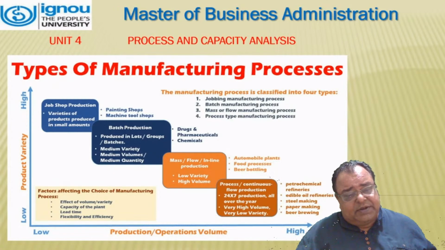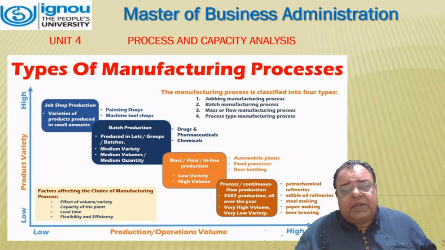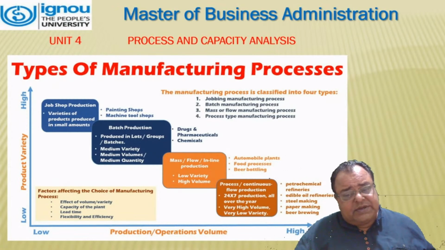The third one is mass flow inline production, where variety is very low and volume is high. That means it's a continuous one. The best examples for them are automobile plants, food processes, beer bottling.